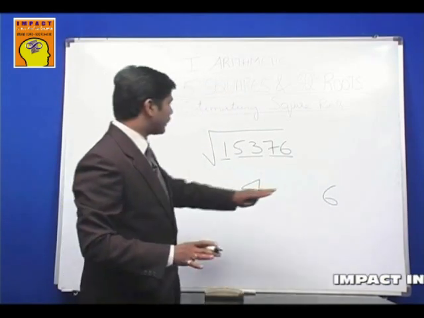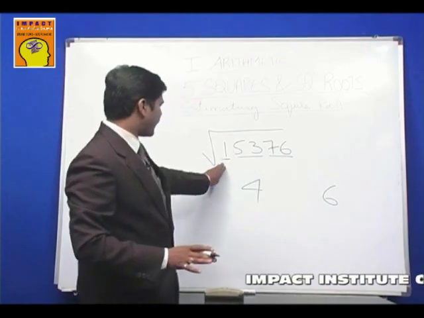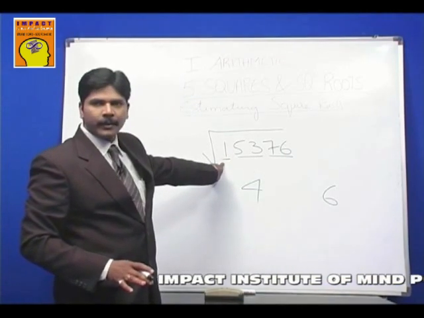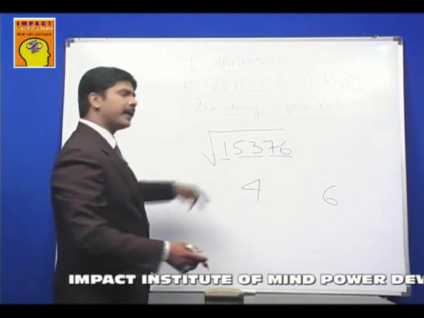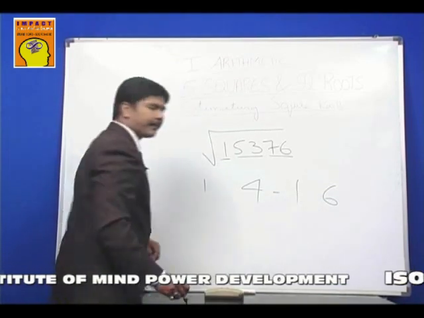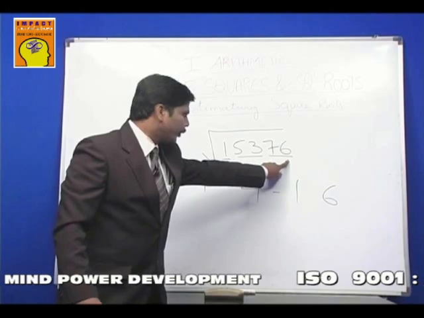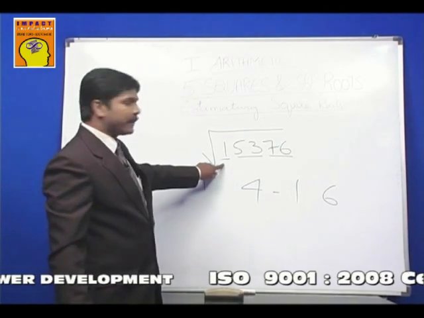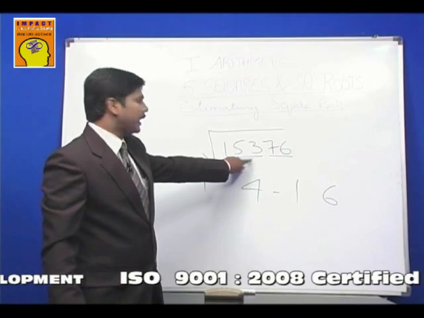Now immediately come to the extreme left underline. There is 1 there. So what is the square root of 1? It is 1, so write 1 here. Now we got the units place number, we got the hundreds place number. We didn't get the tens place number yet.